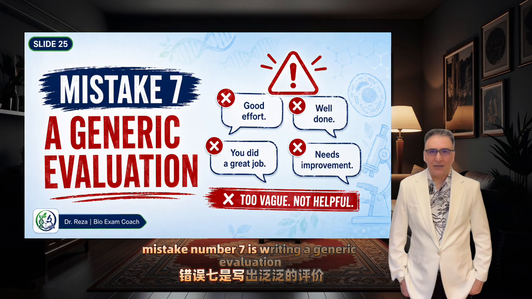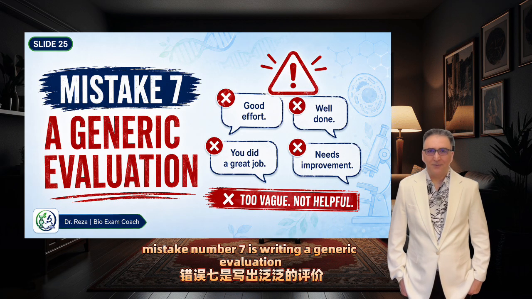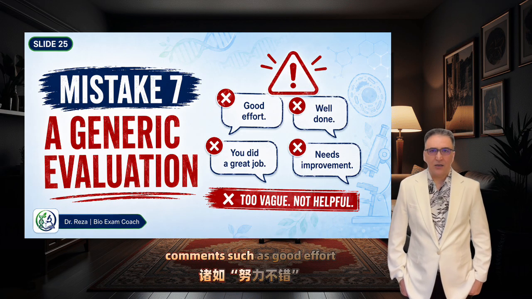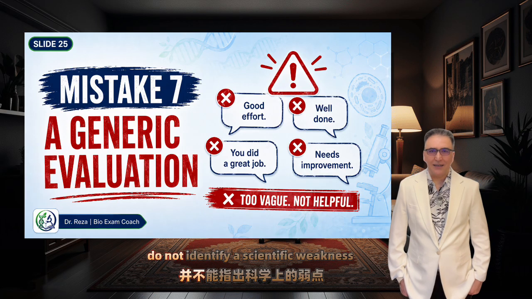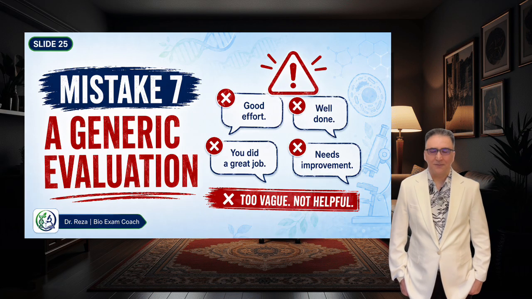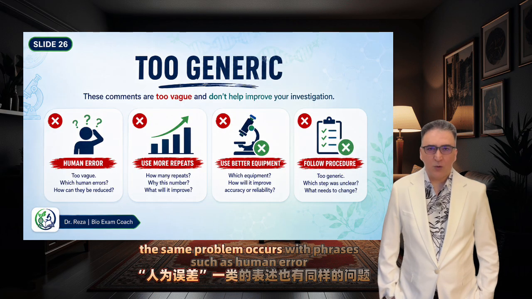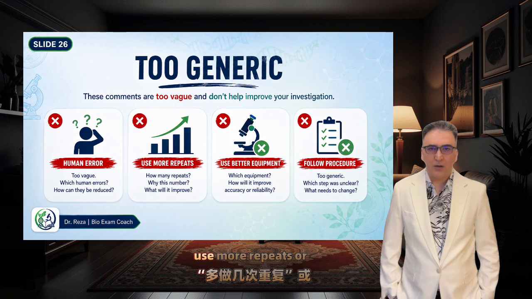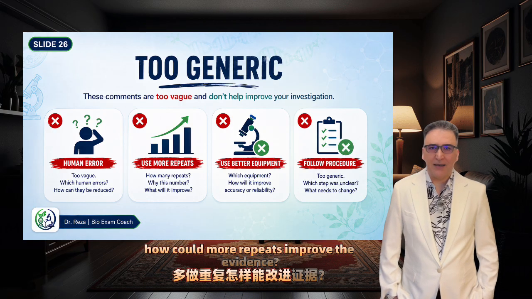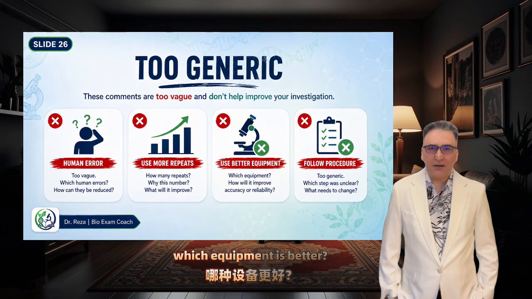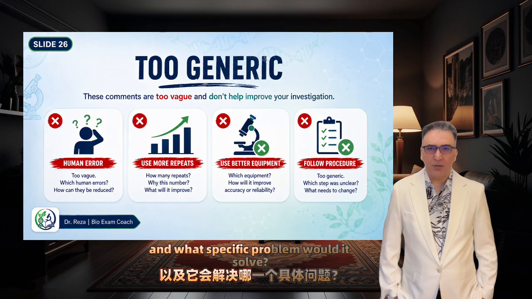Mistake number 7 is writing a generic evaluation. Comments such as good effort, well done, or needs improvement do not identify a scientific weakness. The same problem occurs with phrases such as human error, use more repeats, or use better equipment. Which human error? How could more repeats improve the evidence? Which equipment is better, and what specific problem would it solve?